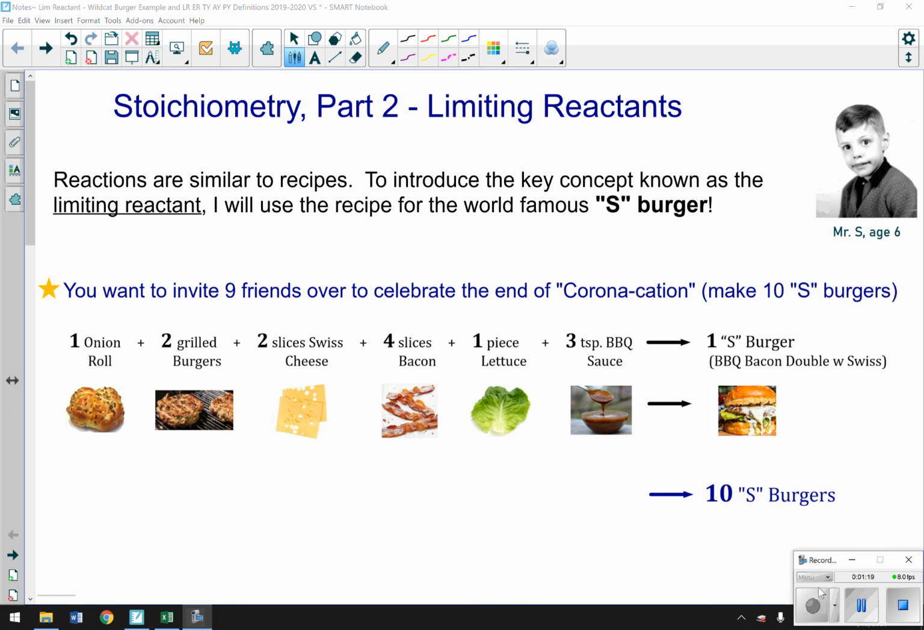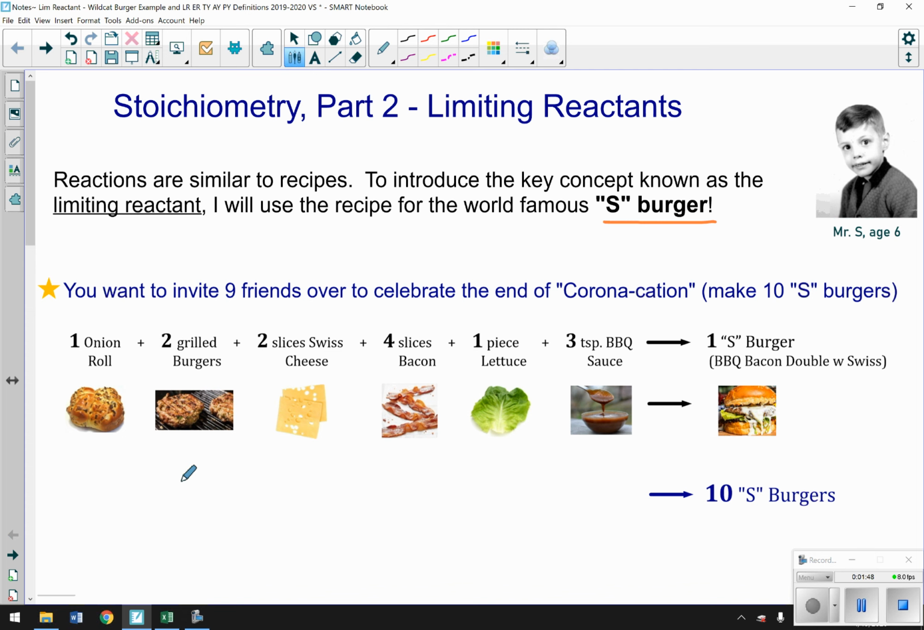And so to do this, I want to use the recipe for the world famous, not really, S-burger. Now, many of you know that I've been vegetarian for about 20 years now, and so I would have to turn this throwback recipe that I used to make in the old days into one using veggie burgers and fake bacon. But we're going to go with the original recipe from many years ago.